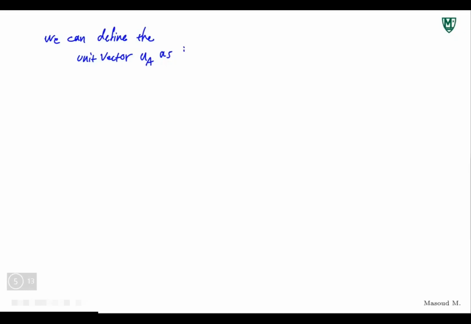Has a magnitude of 1. Exactly. If you are defining a unit vector of a specific vector, that unit vector is along that vector, but its magnitude is 1. So if I use UA to define the unit vector of vector A, UA would be vector A, in the same direction, divided by the magnitude of vector A.